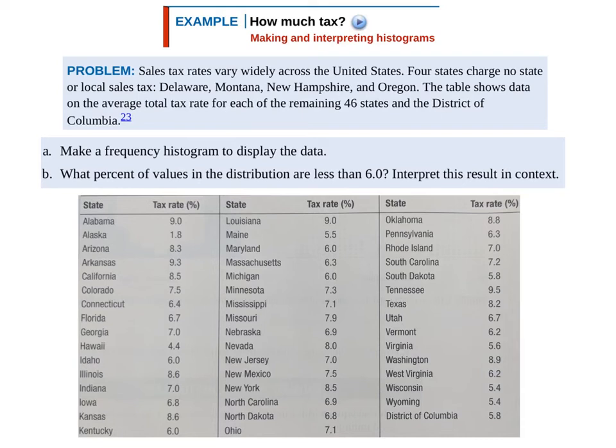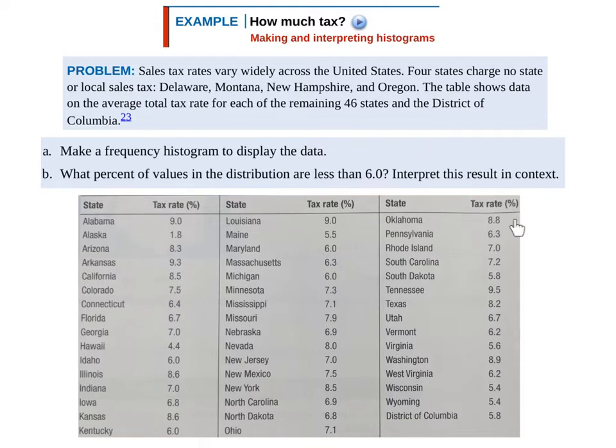Now let's talk about an example and work through making a histogram together. So this example is called How Much Tax? One of my absolute favorite topics. Just kidding, not at all. So the problem is about sales tax. So the sales tax rates vary widely across the United States. 4 states charge no state or local sales tax. That's Delaware, Montana, New Hampshire, and Oregon.